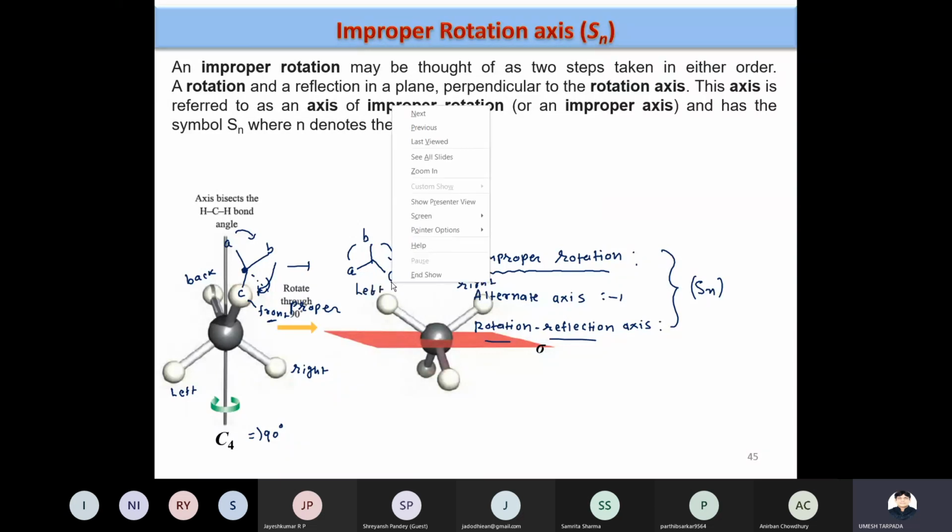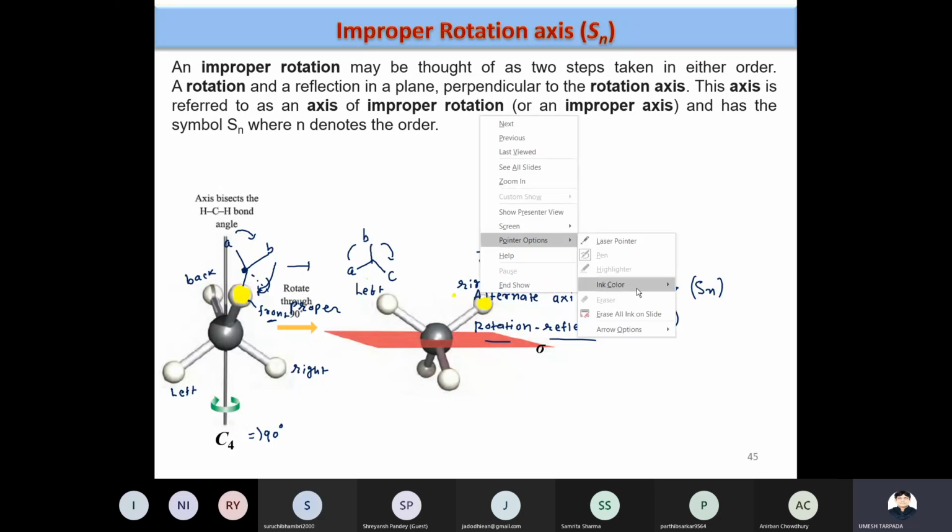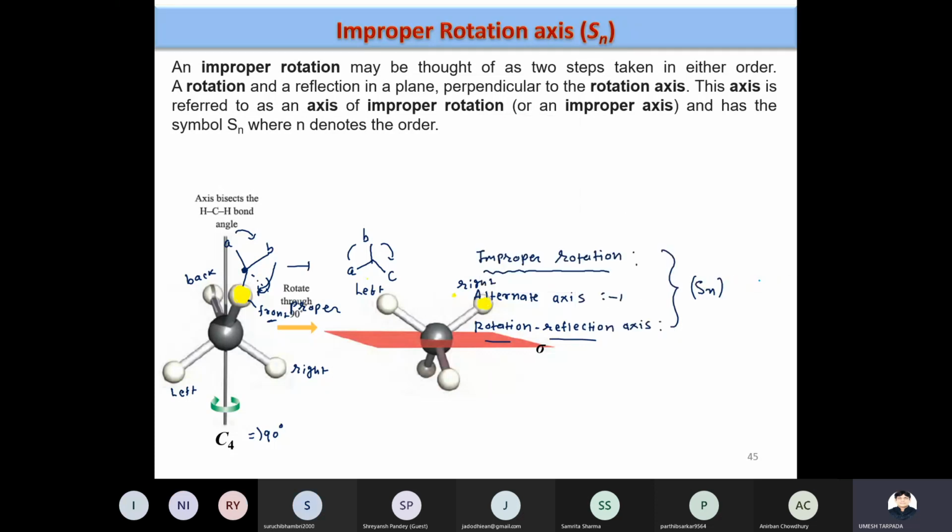I just mark that hydrogen with a proper color so you can recognize it easily. See, this is a yellow color hydrogen, which was already there on the front side, which is now coming here on the right hand side in the plane. And you can have this blue color hydrogen which was on the back side. Now this has come to the left side. Look at here.